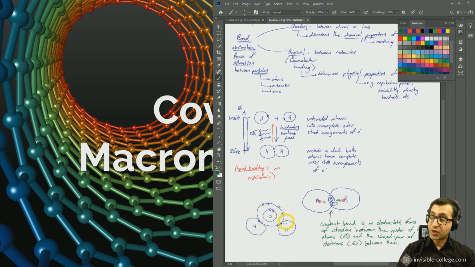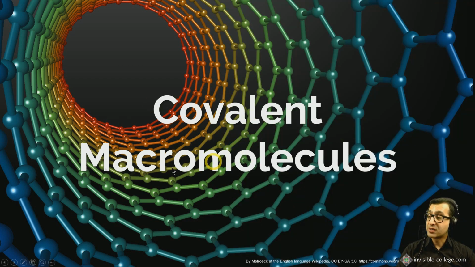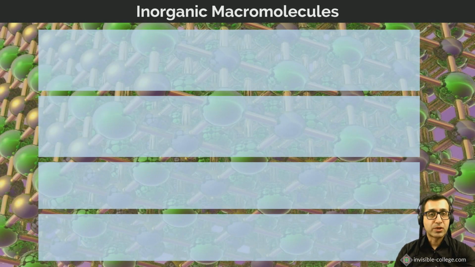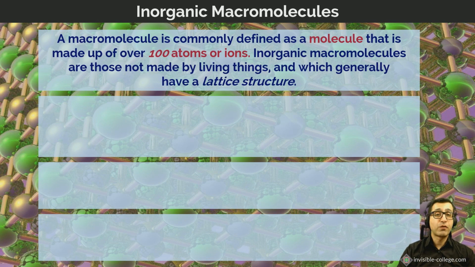This is how a covalent bond arises, and covalent bonds are responsible for both simple covalent substances and also giant covalent substances, or covalent macromolecules. So let's take a look now at covalent macromolecules. So inorganic macromolecules. If we talk about the actual term macromolecule, a macromolecule is commonly defined as a molecule made up of over 100 atoms or ions.